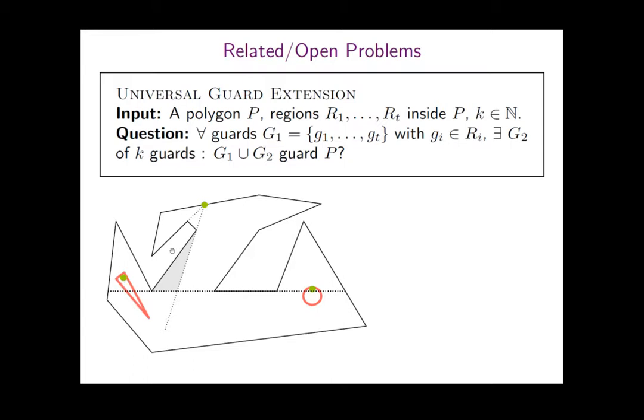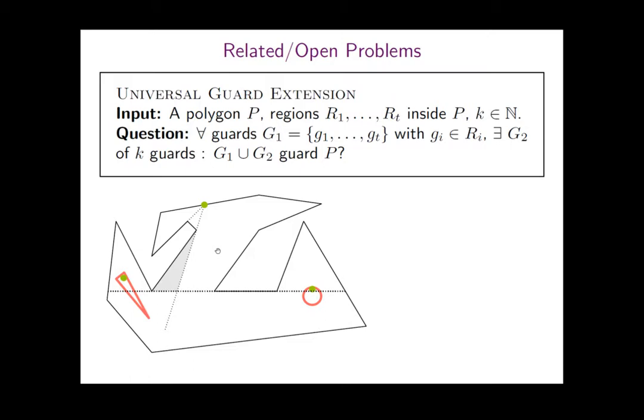And here you can see in this polygon, if these 2 positions are used for guarding, and only one more guard is allowed, then it is impossible for this guard to see this point and this area, because he must be on the left of this line in order to see this point, but then it's impossible to see that. So this is universal guard extension.